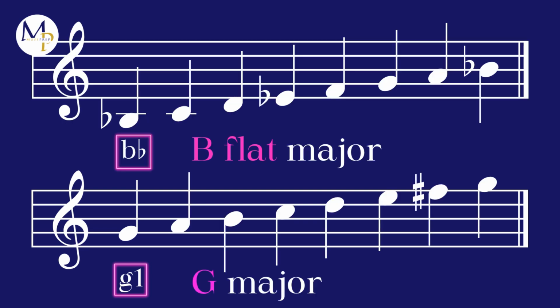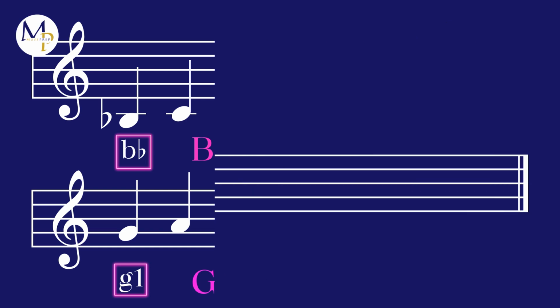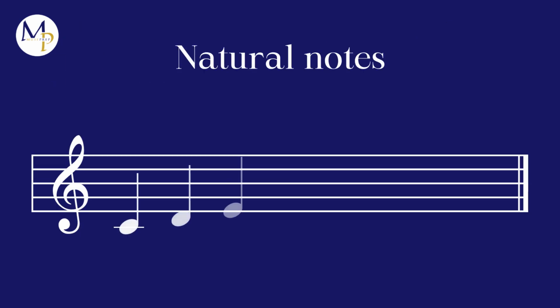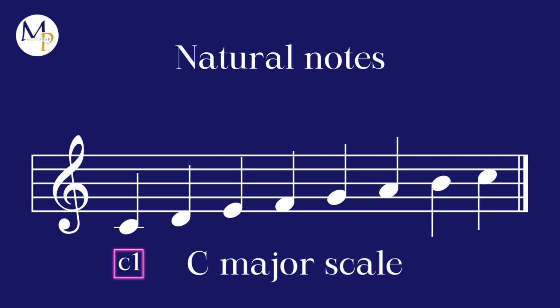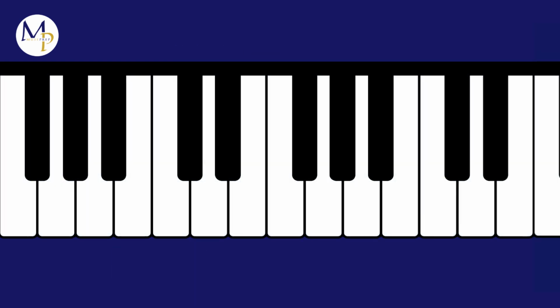There is one major scale that you probably already know. It is the sequence of natural notes starting from C. We call this the C major scale. Take a look at the C major scale on the piano keyboard. It is played only on the white keys. However, the distance between each key is not always the same.